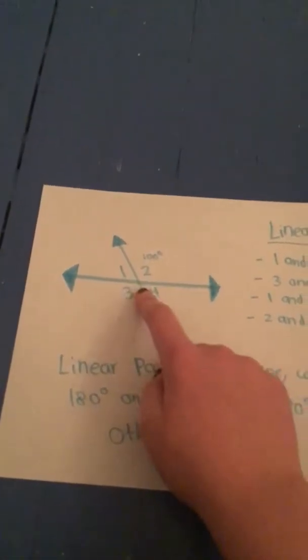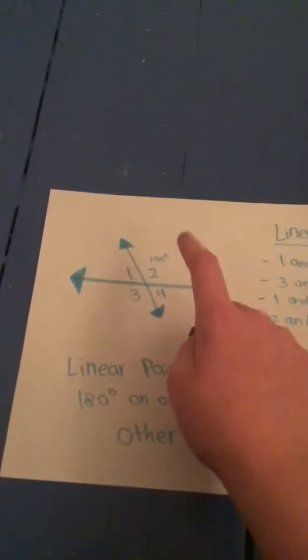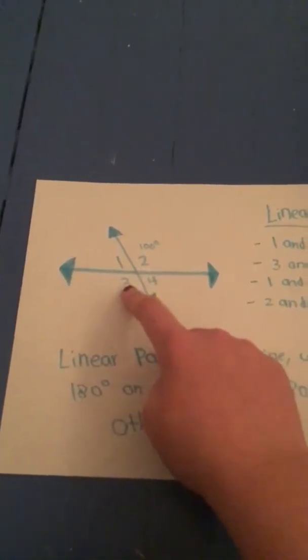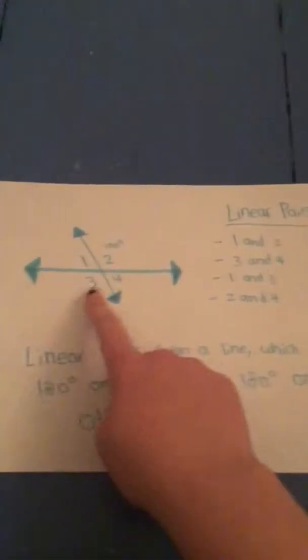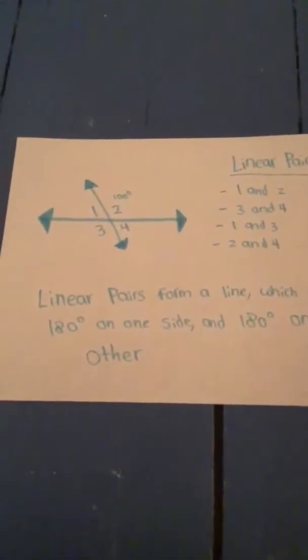And since 2 and 3 are vertical, and vertical angles are equal in measure, that would mean that angle 3 is 100 degrees like angle 2 is. So then 4 is 80, 3 is 100, and 100 plus 80 equals 180. Linear pairs form a line, which is 180 degrees on one side, and then 180 degrees on the other.